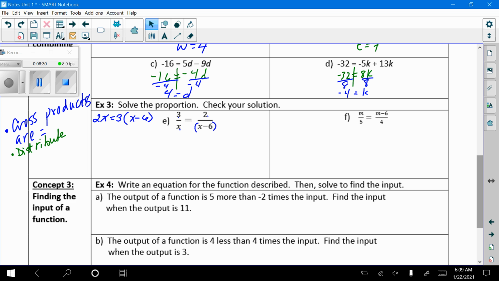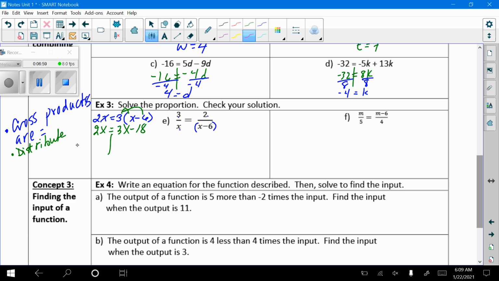So distribute the 3, and I have 2x is equal to 3x minus 18. Line down the middle. Now this one is where we're starting in with variables on both sides. I need you to move all your variables to one side. So I have a 2x over here by itself, but I have a 3x and a -18, these guys are already alone. So let's just move this 3x to the left-hand side.